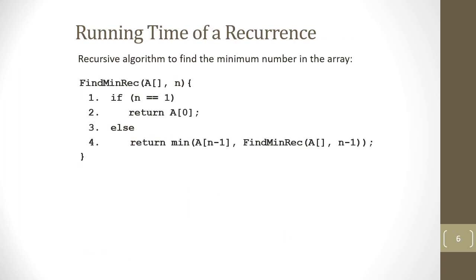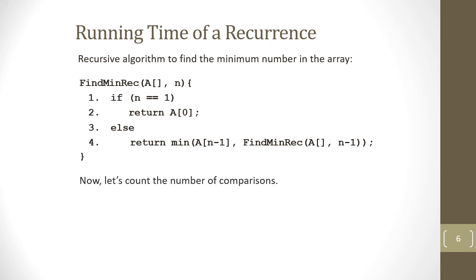Let's have a look at a recursive algorithm to find the minimum number in the array. We are given an array of size n starting from 0 to n minus 1. In the base case, when n is equal to 1, that is the only value we have, so we will return that value. Otherwise, we will pick the last value of the array and recursively compare it with all the other values in the array. How do we actually derive the recurrence relation for a given algorithm?